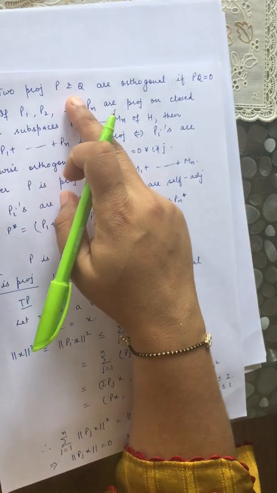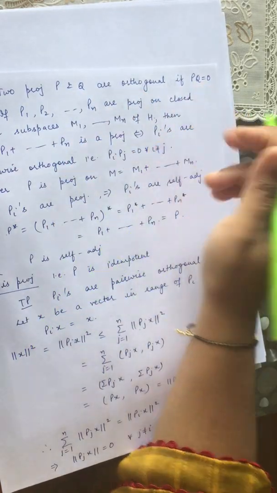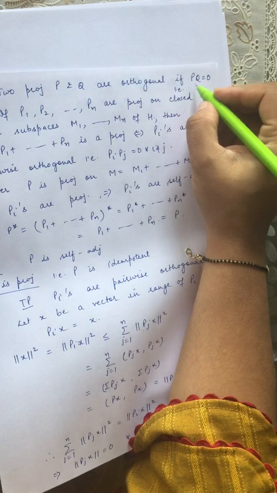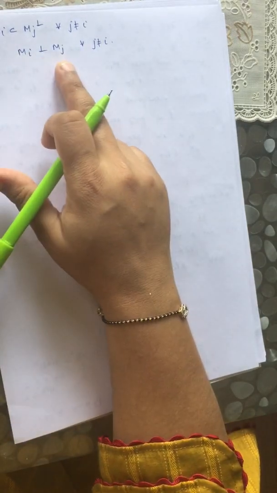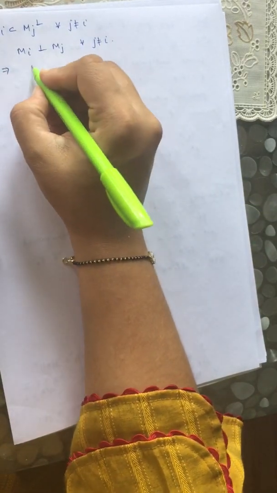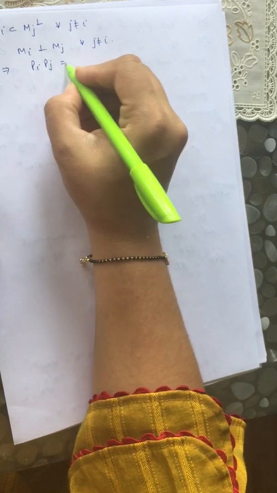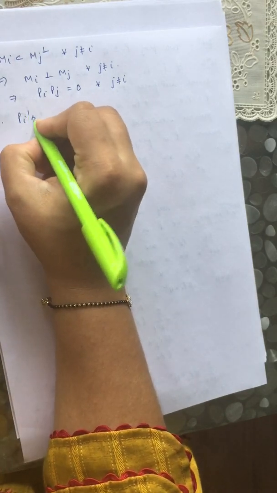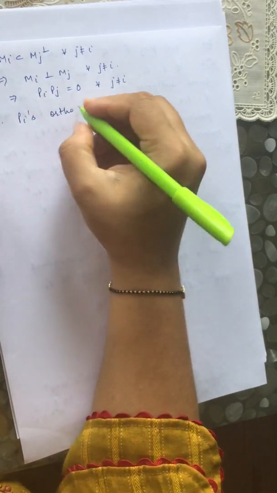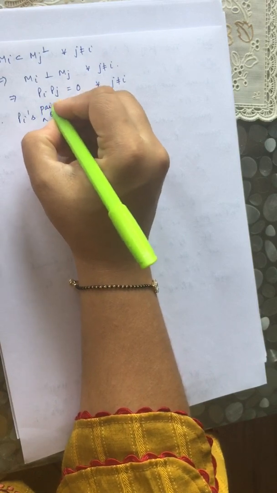So from the definition, we have defined here two projections P and Q are orthogonal if PQ is 0. That means range of P and range of Q are orthogonal to each other. So now we have proved range of Pi and range of Pj are orthogonal. That means PiPj is 0 for all j not equal to i. That means the Pi's are pairwise orthogonal. So therefore we can write Pi's are pairwise orthogonal.